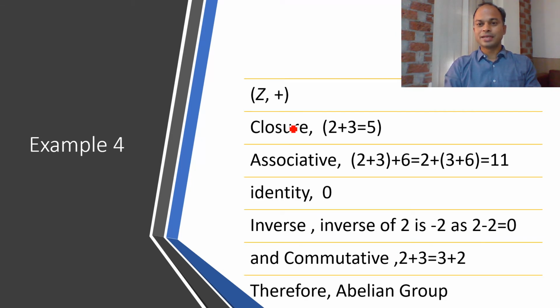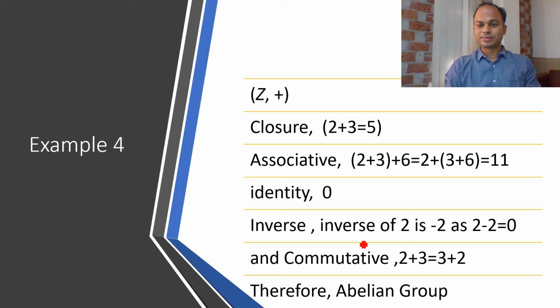If we talk about the next example, say set Z is given, operator is plus. Further here, if we apply the plus operation on two integers, then the result is always an integer. Therefore, closure property is satisfied. If we apply the plus operator on integers, associative property is true; in both the cases, the sum is the same. If we talk about the identity, plus identity is 0 and 0 is an integer. This is available here. So we can say that identity property is true.